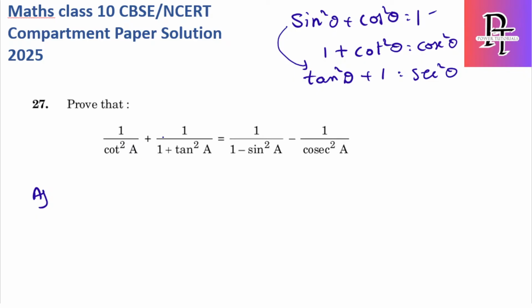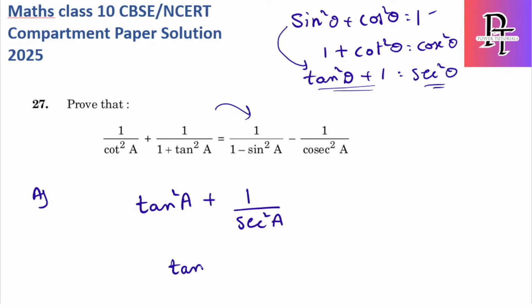1 by cot square A plus 1 by 1 plus tan square A, we have to prove it in terms of this one. Okay, so 1 by cot square A is nothing but tan square A, plus 1 by 1 plus tan square A, I will directly write here. 1 plus tan square is nothing but secant square A, so 1 by secant square A. Now 1 by secant square A, what is 1 by secant? 1 by secant is nothing but cos square A.